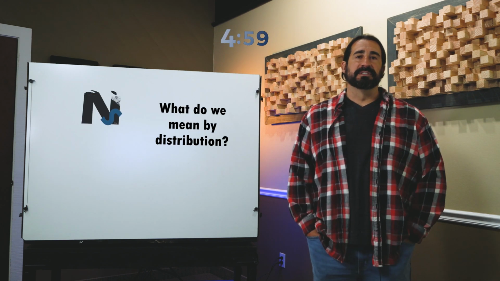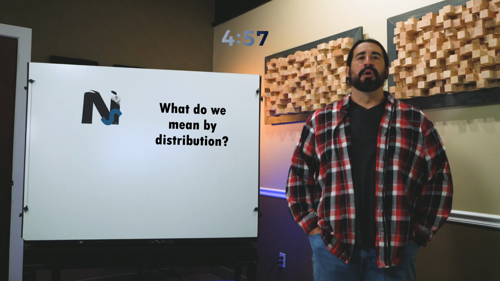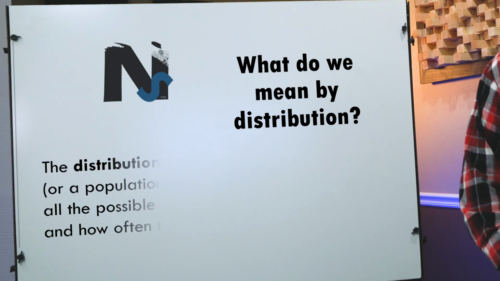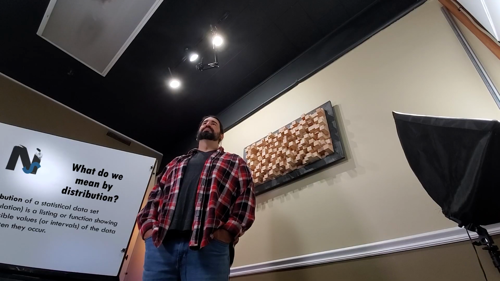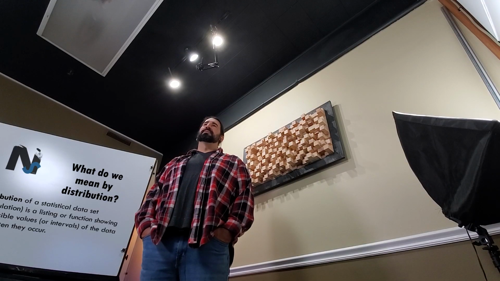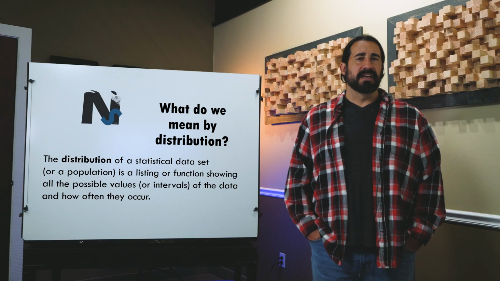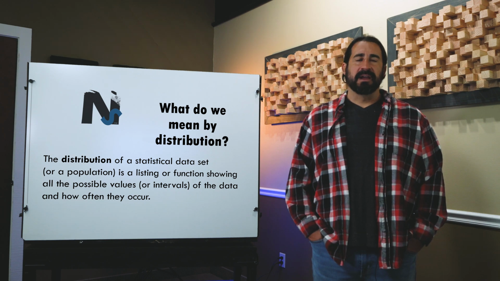Before we get into the normal distribution, let's once again define what a distribution is. The distribution of a statistical data set or a population is a listing or function showing all the possible values or intervals of the data and how often they occur. It's really important in this course to understand what a distribution is because it's pretty much everything we're going to talk about the entire course.